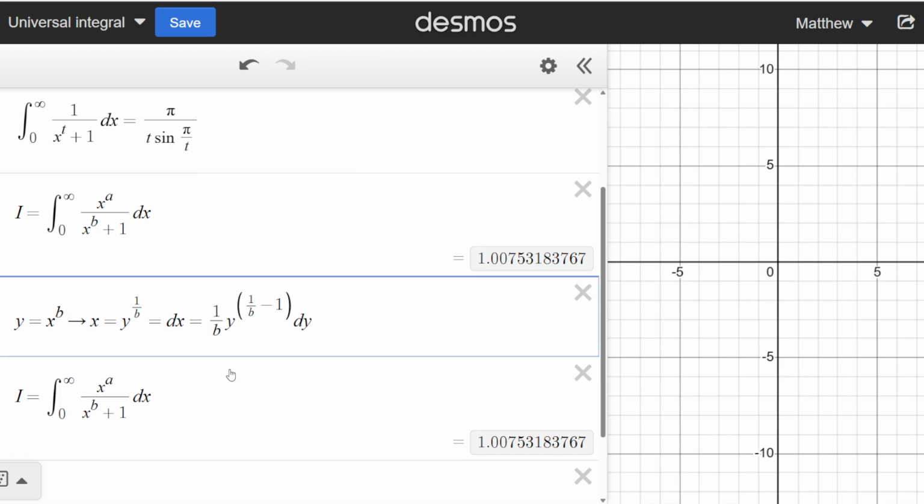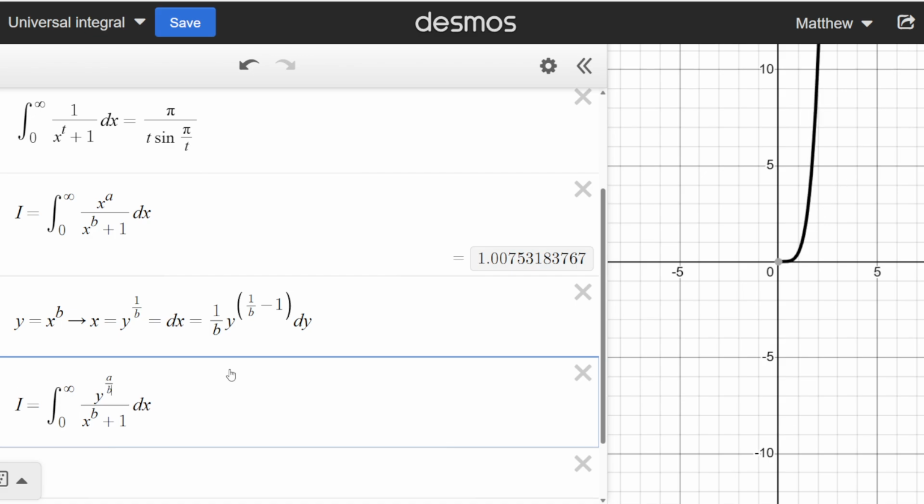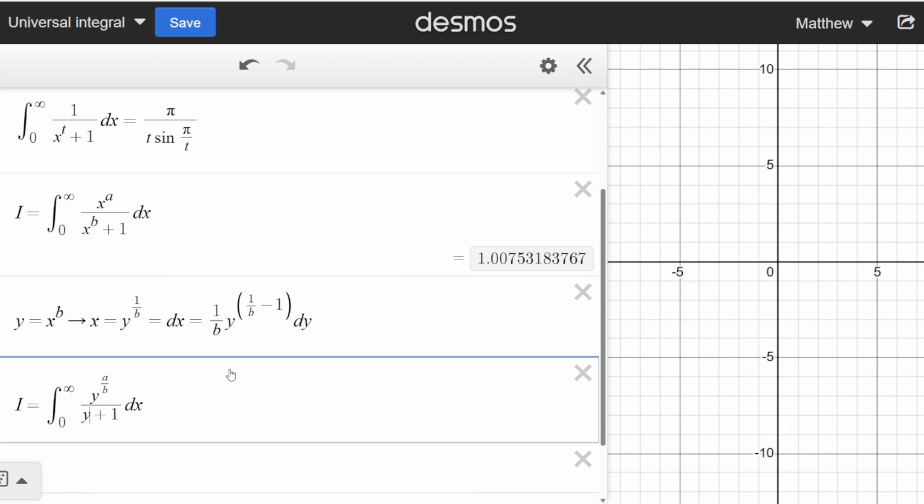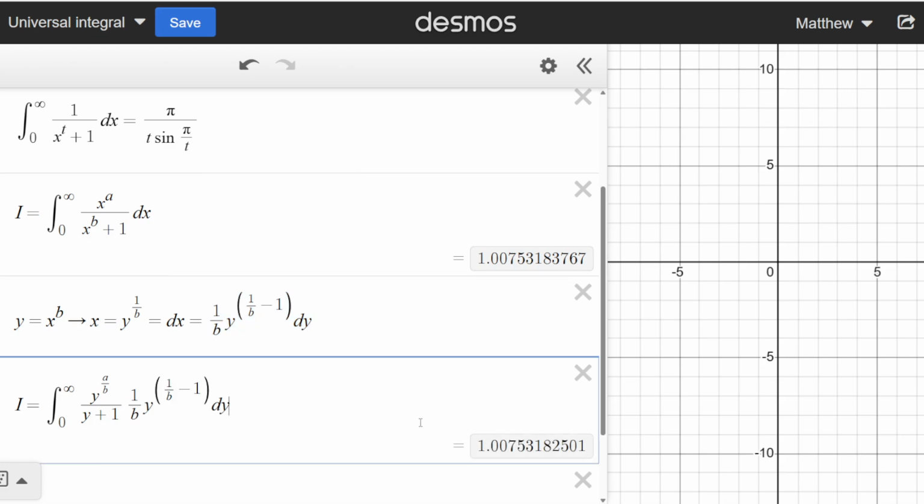Our x to the a, well, our x is y to the 1 over b. Raising that to the a is going to give us y to the a over b. And then the whole point was to make this equal to y. And then our dx becomes this. You can see we have pretty well. Desmos evaluates these things numerically, and that's close enough. I think we did the substitution correctly.